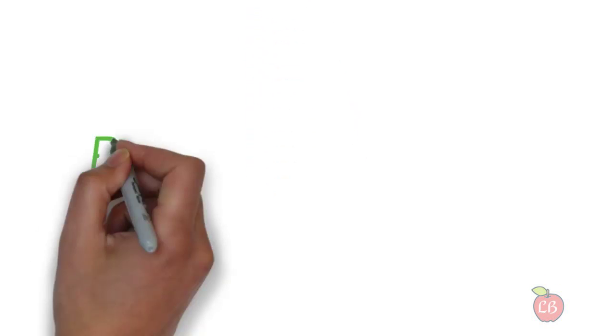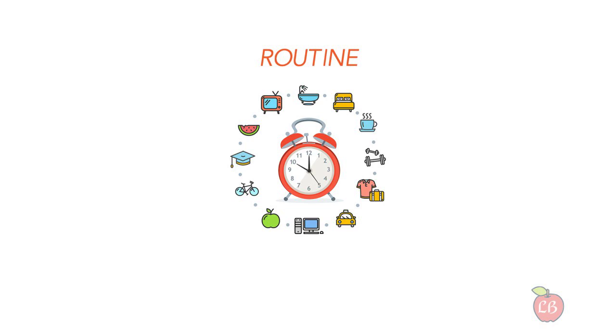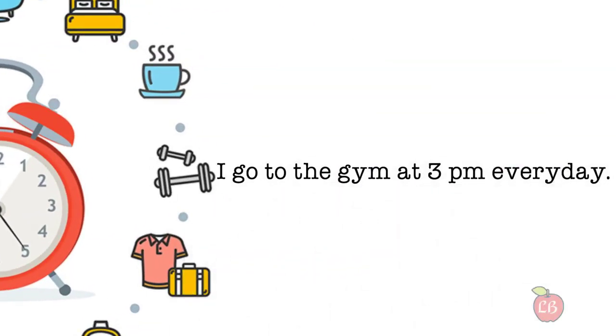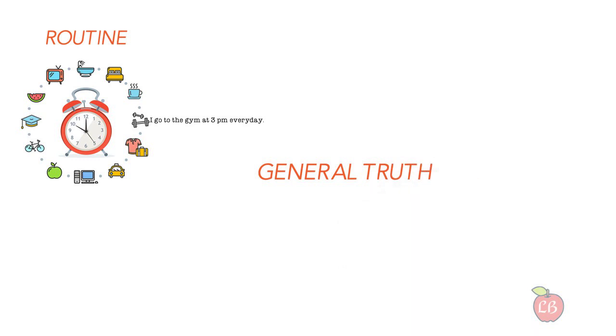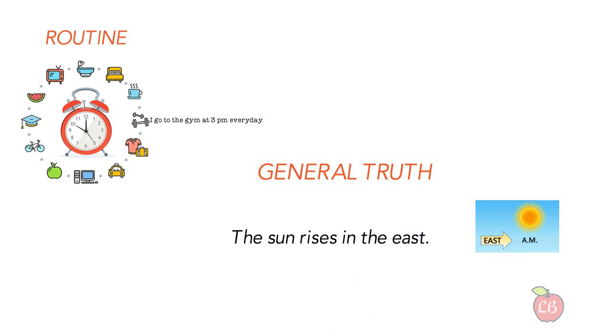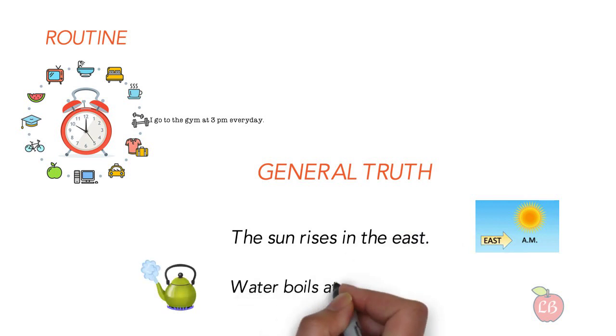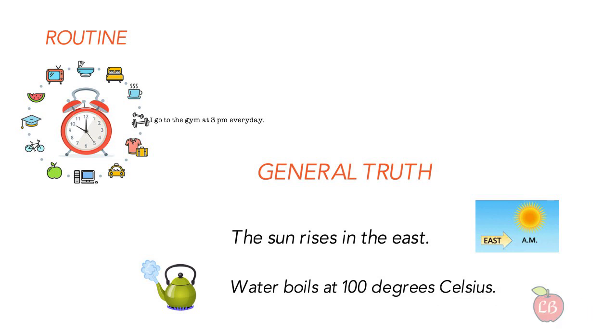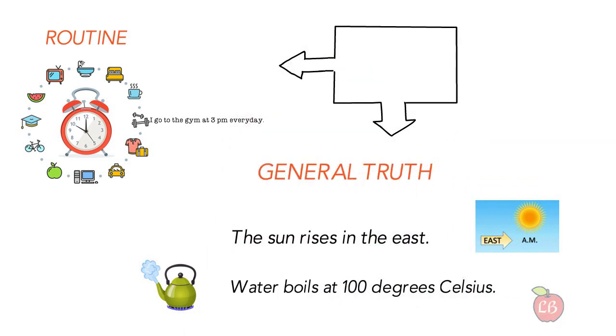In today's video, we are going to learn how to use the present simple in the three forms: affirmative, interrogative, and negative. Let's start by defining when we use this tense. Well, we use the present simple to talk about routine, like I go to the gym at 3 p.m. every day, and also to talk about what in English is called general truth, that is, facts. For example, the sun rises in the east, or water boils at 100 degrees Celsius. So, routine and general truth are the two uses of present simple.